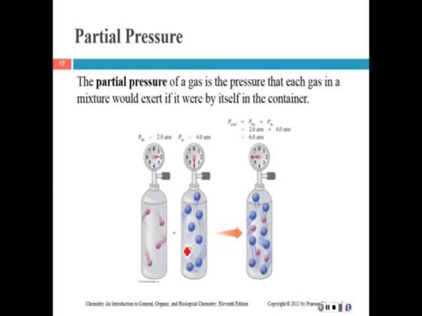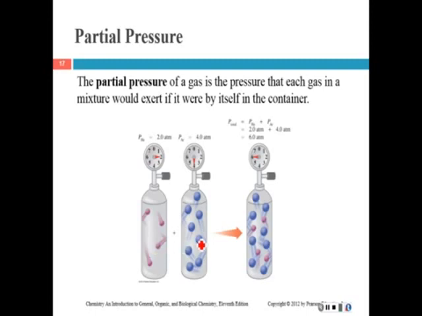So here's our example. We have two containers. They're the same size container, so the volumes are the same. I'm assuming they're at the same temperature. And this container has a smaller amount of molecules. This one has more. So you see the pressure in here is 2 atmospheres, and the pressure in here is 4. And so the number of particles, 8 particles versus 4.